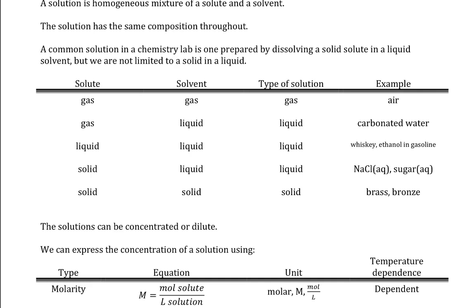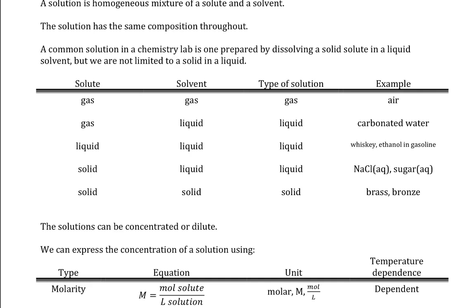We can have a solid with a solid type of solution. An example of that would be brass or bronze. Those two involve mainly copper with some zinc in the case of brass, or tin in the case of bronze, as well as some other metals.